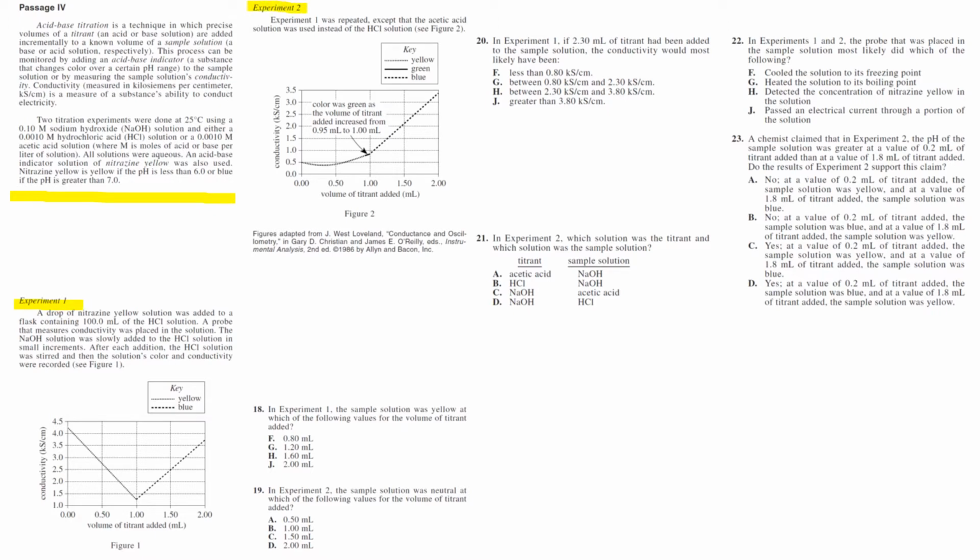So in experiment 1, they're adding a solution to a flask and measuring the conductivity. Looks like you have conductivity and volume of titrant added. Experiment 2 is repeated, except that acetic acid is the solution. So volume of titrant added and conductivity. And it looks like we have keys that say it turns different colors, so different colors in each one. So then you can move to the questions. You kind of have a basic idea of what's going on.